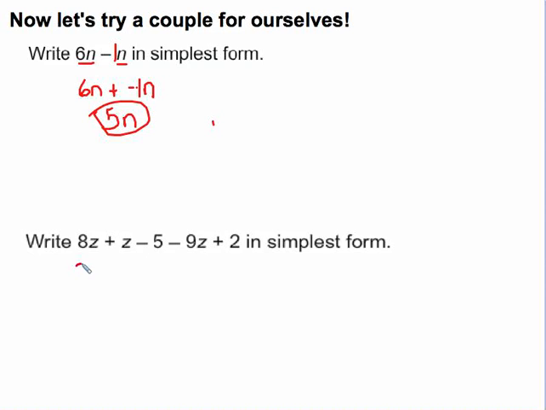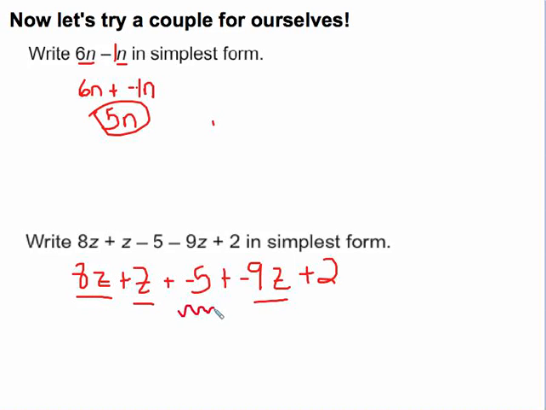8z, I'm going to turn it straight into an addition problem, plus z plus negative 5 plus negative 9z plus 2. I know I have 2 pairs of like terms. I have my z terms and I have my constant terms. I know straights can go together and squiggles can go together. So I'm going to regroup my problem: 8z plus z plus negative 9z plus negative 5 plus 2.